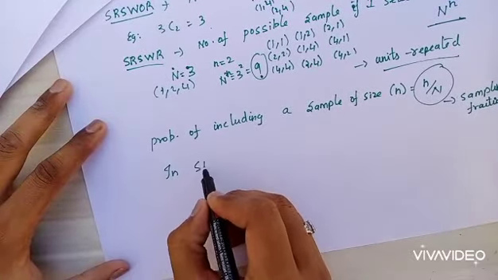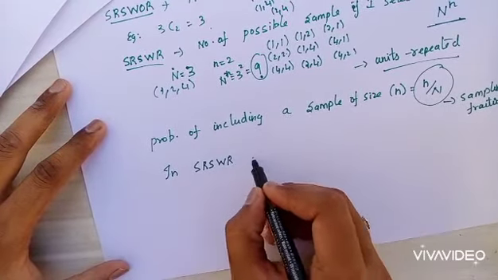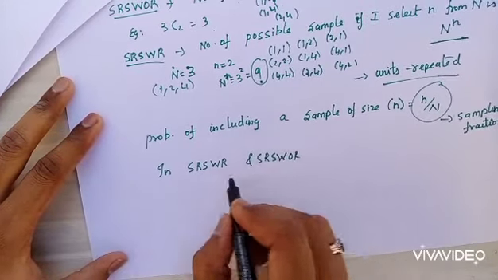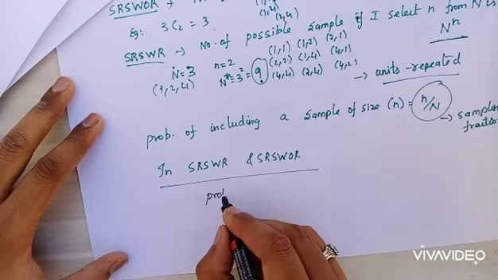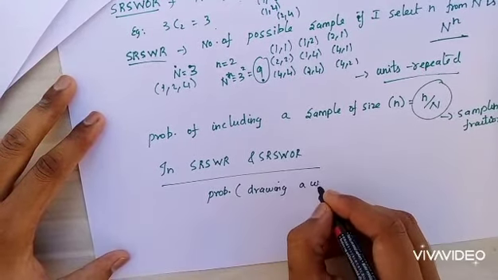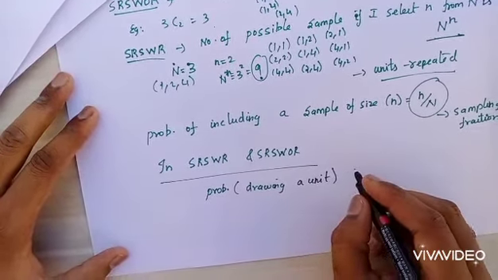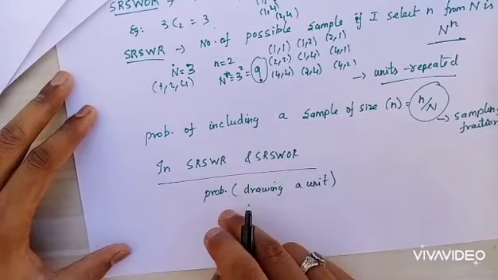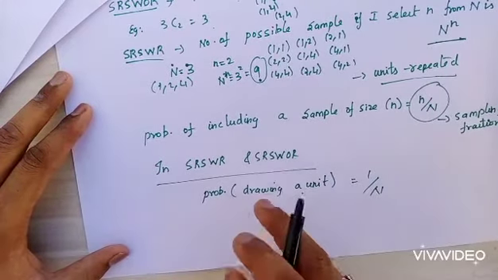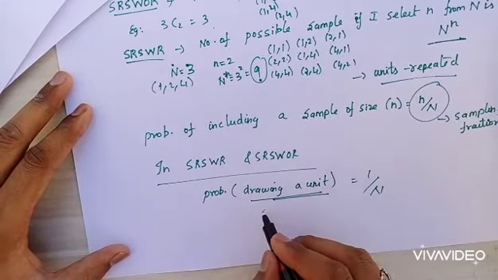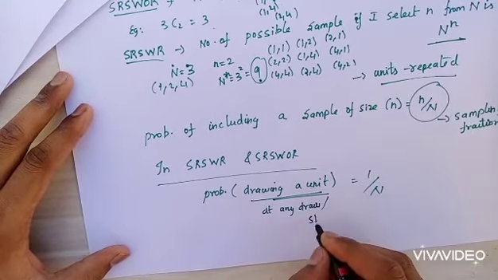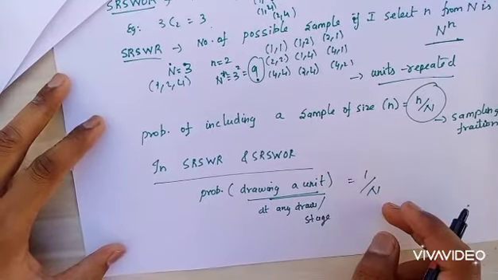Okay, in SRSWR and SRSWOR, the probability of drawing a unit is 1 by N. Okay, so in both the samplings, the probability of drawing a unit at any draw, any stage, is 1 by N.